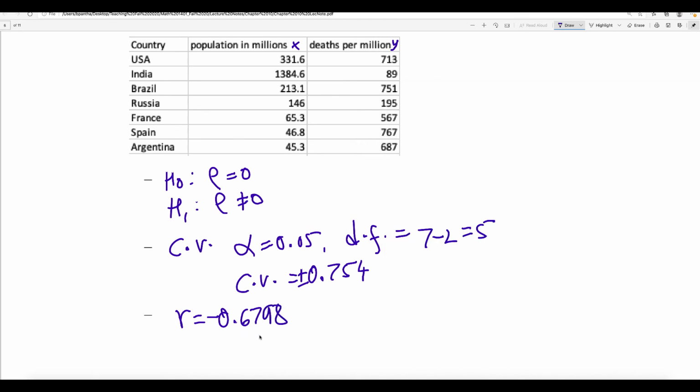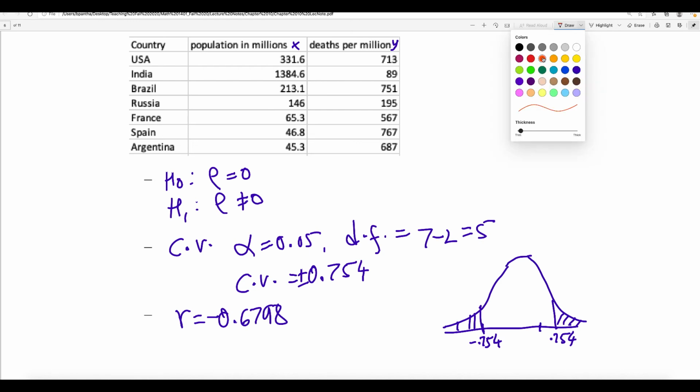But do we reject or do not reject the null hypothesis? Let us see. What are the critical values? The critical values are negative 0.754 and positive 0.754. So what is r? r is negative 0.6798. Where does it fall? It falls here, right? Because values greater than 0.754 and less than negative 0.754 fall in the shaded region. So it is not in the shaded region, meaning we do not reject the null hypothesis.